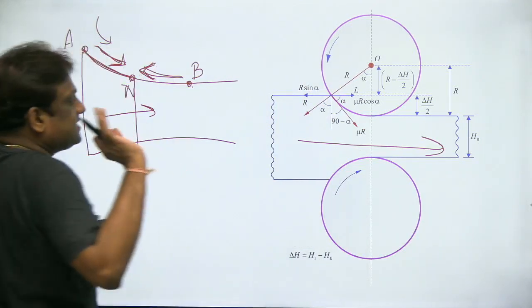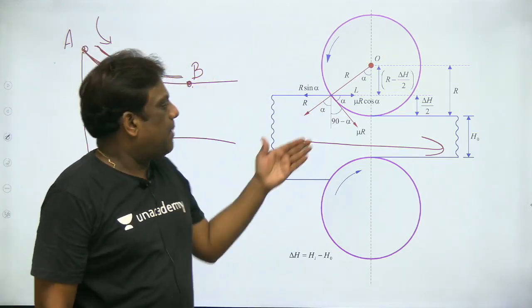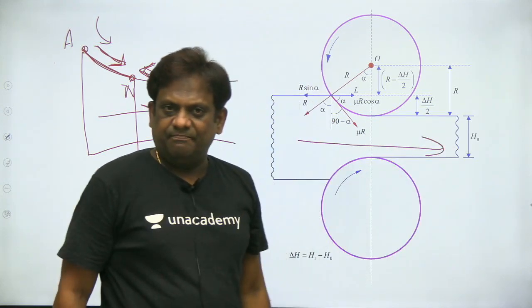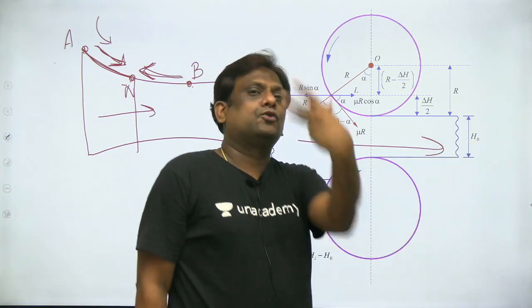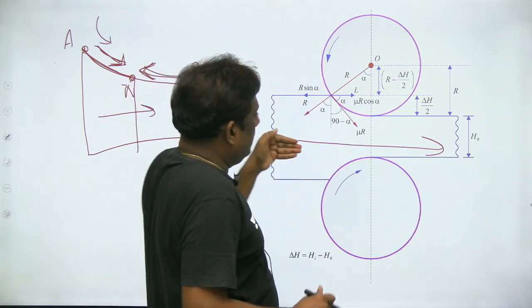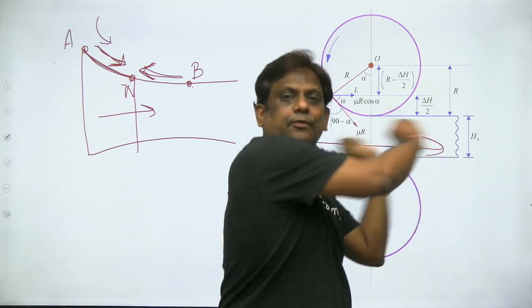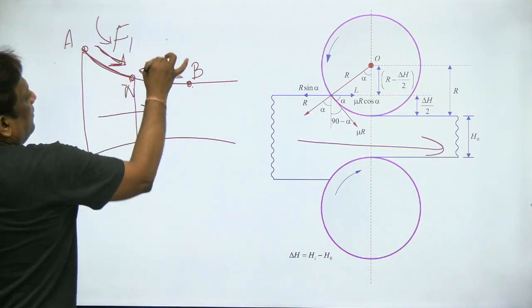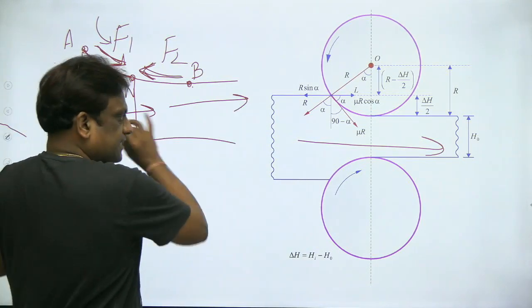Then only, so please observe here how my component should move. You tell me how my component should move. My component should move like this. So in this direction the force should be more, because I am neither pushing nor pulling. So the frictional force should be more in this direction, then only it will move this way. If I write this as F1 and this as F2, my net force should be in this direction, then only it will move.